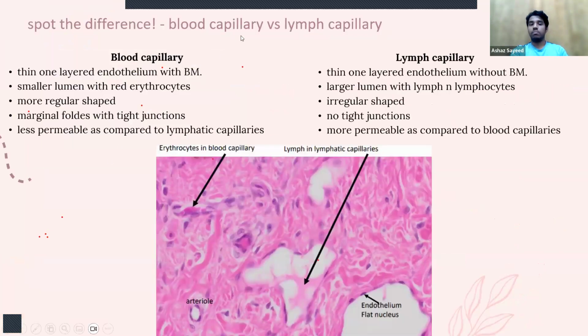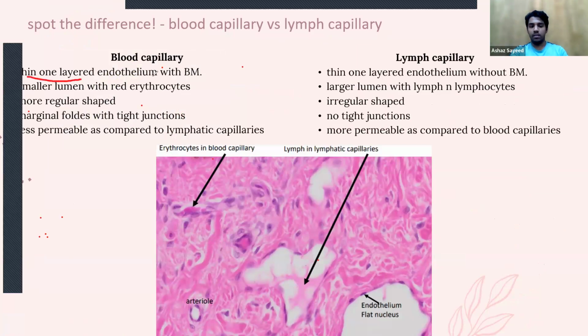The difference between blood capillary and lymph capillary. Blood capillary is thin and one-layered endothelium with basement membrane. You have a basement membrane in blood capillary. Lymphatic capillaries are without basement membrane. Forgot to mention this, but blood capillaries have basement membrane, and lymphatic capillaries don't. The bigger lymphatic vessels might have a basement membrane, but when we talk about capillaries, there is no basement membrane for the lymphatic capillaries.